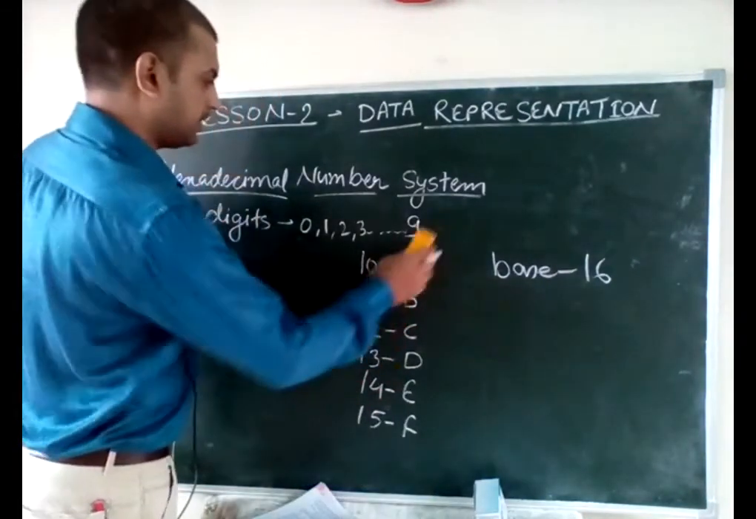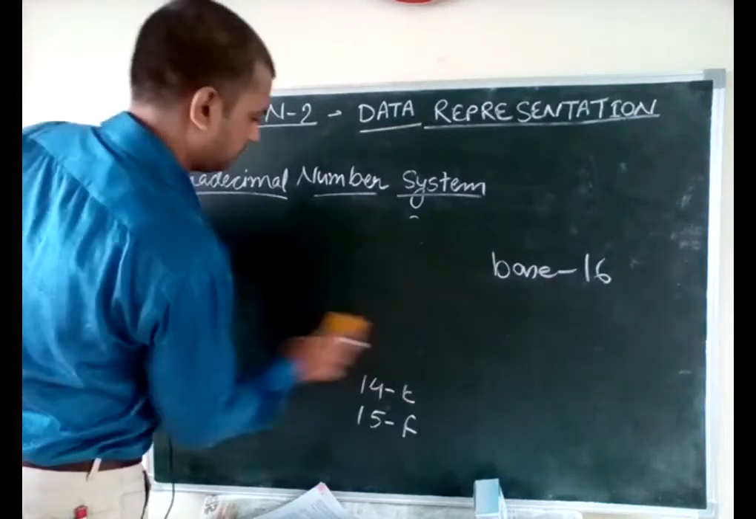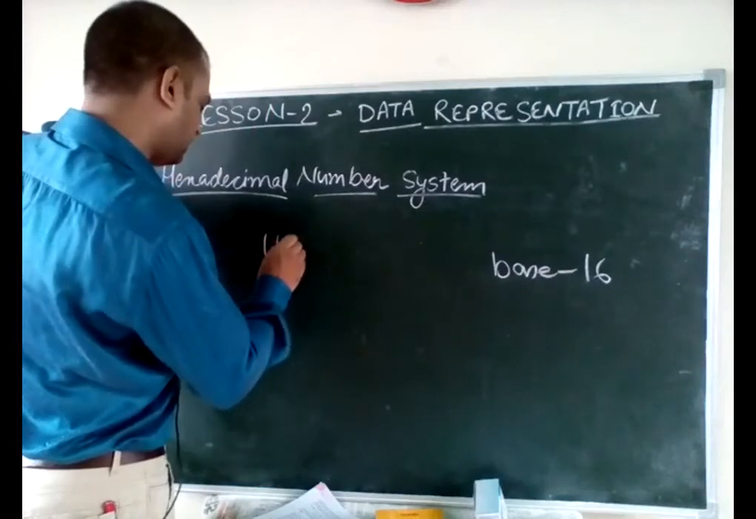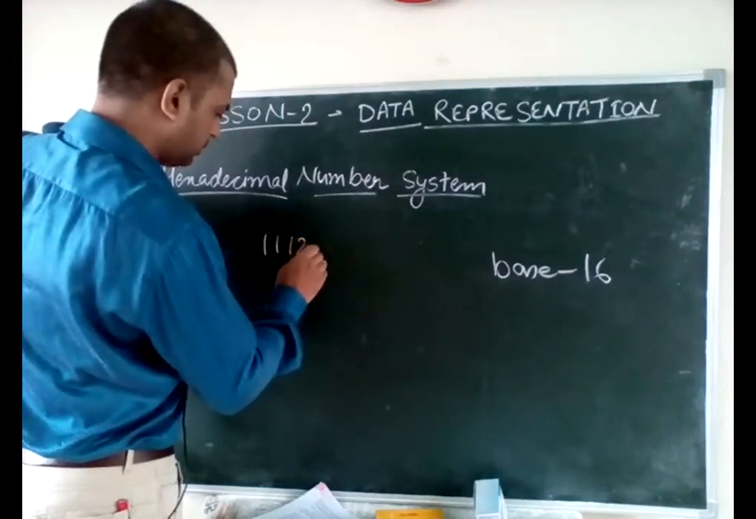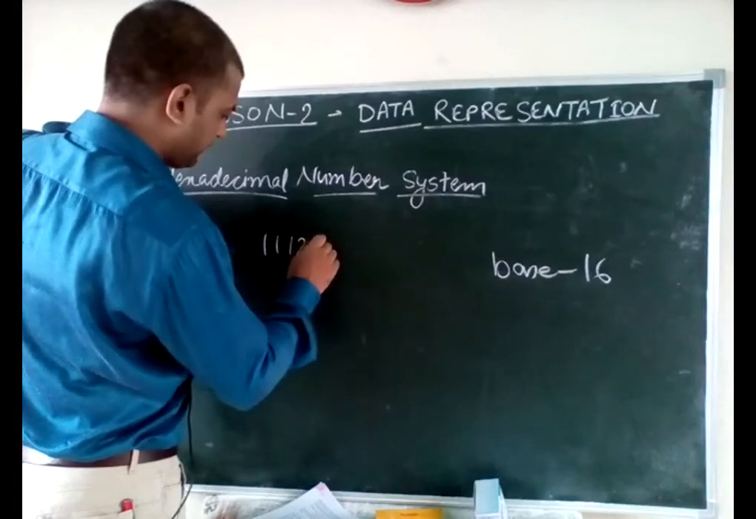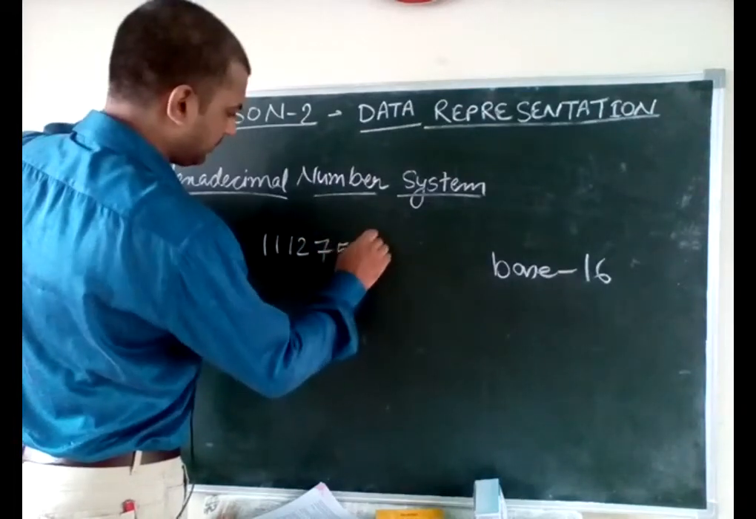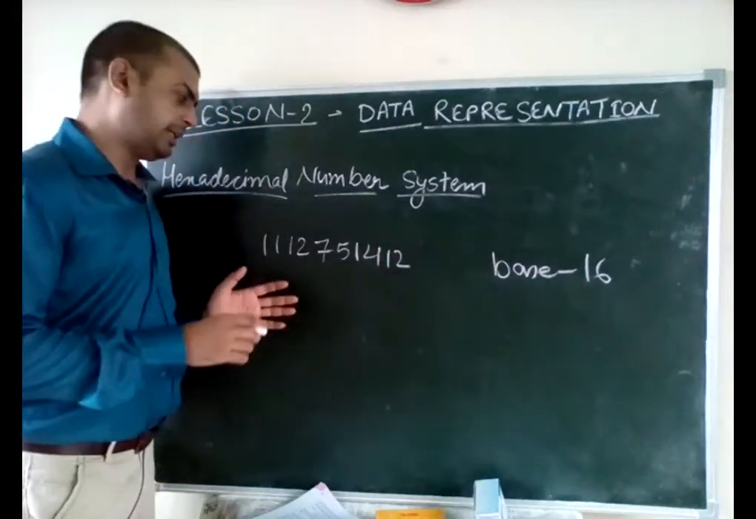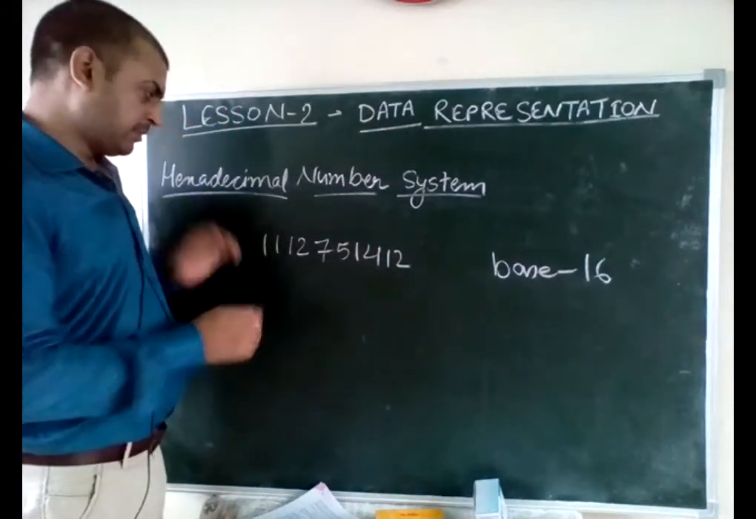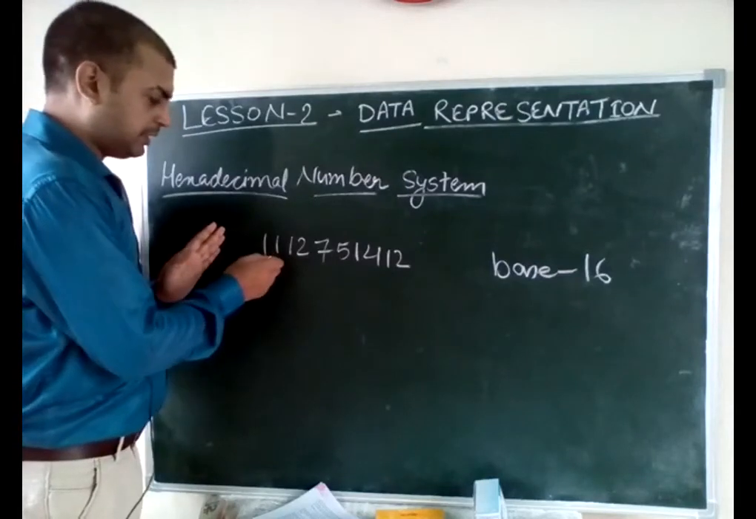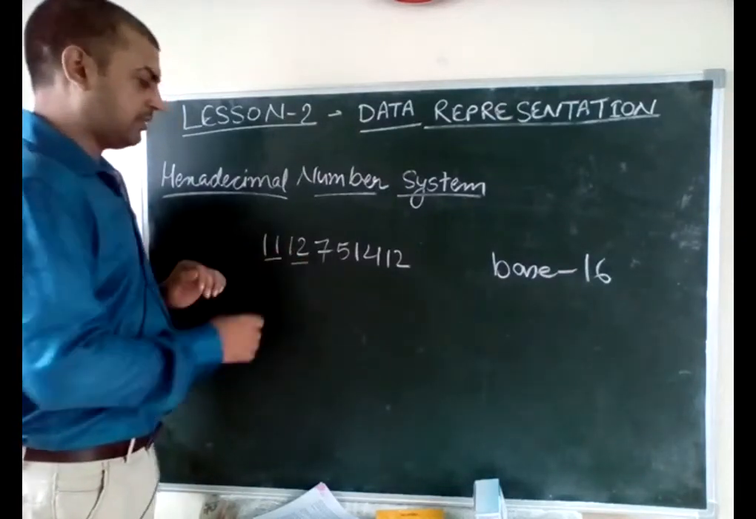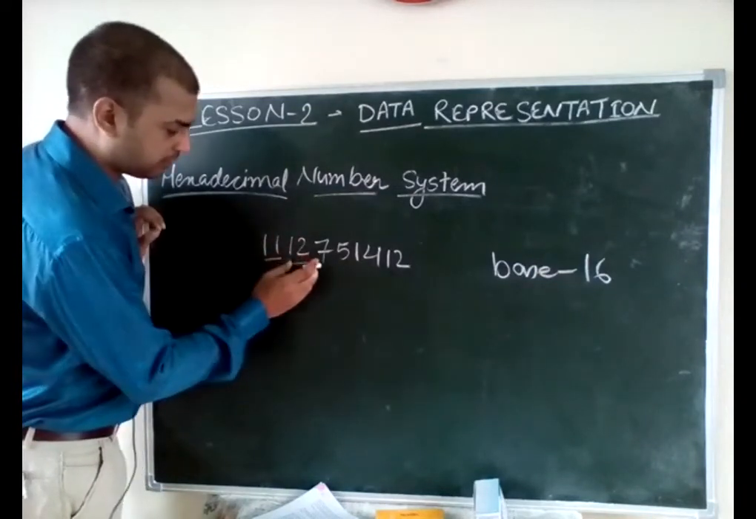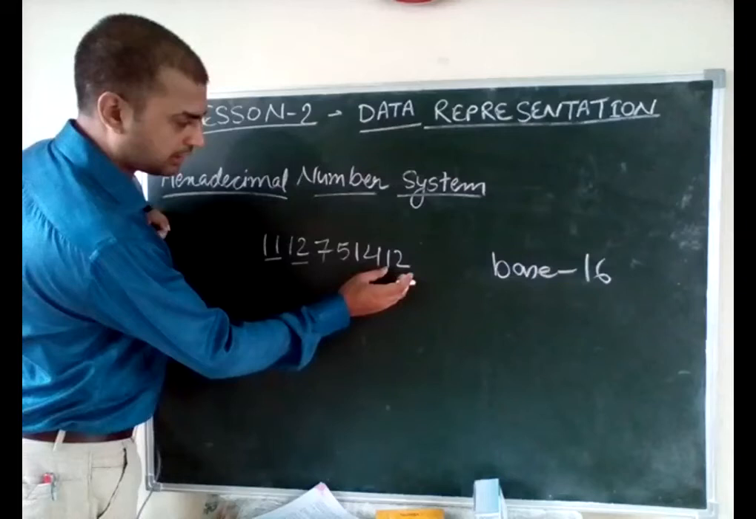One number I am taking: 1, 1, 2, 7, 5, 1, 4, 1, 2, if this is a type of number. So if I am reading this as 11, this is 12, then this will be your certain code system. Here also this is the confusion.